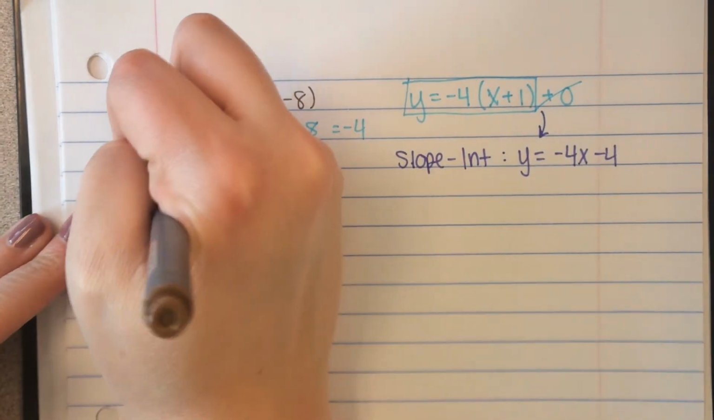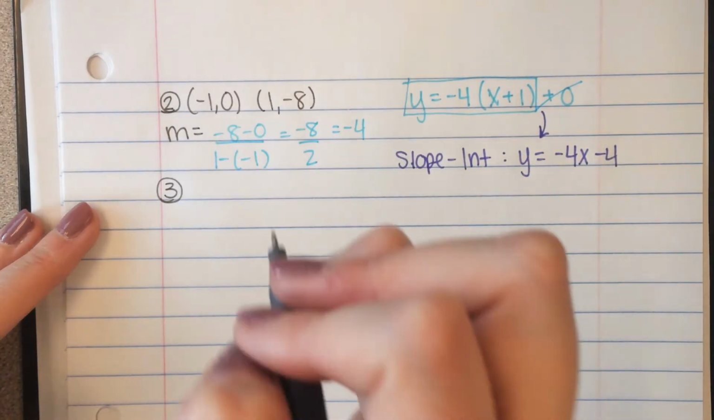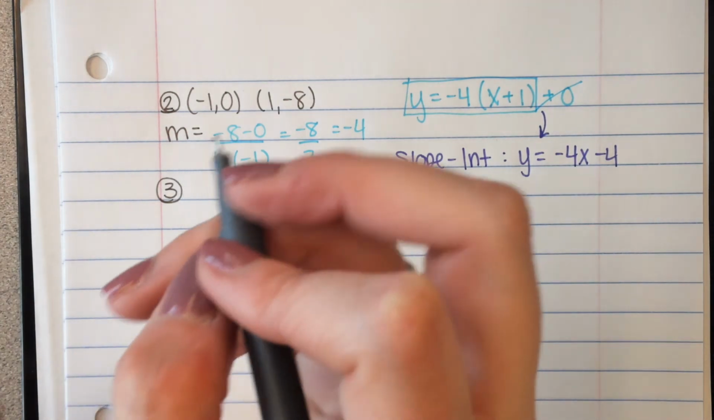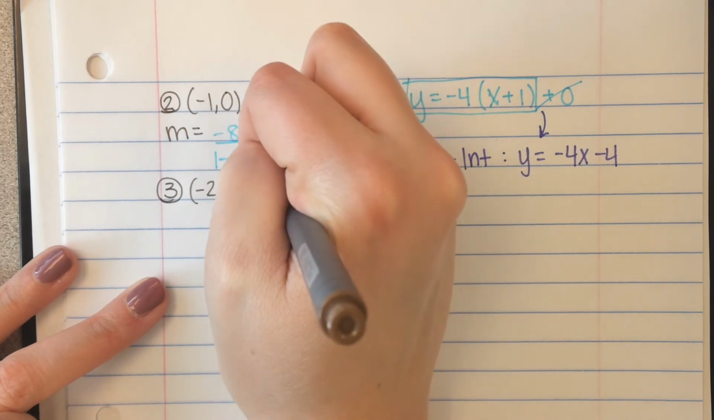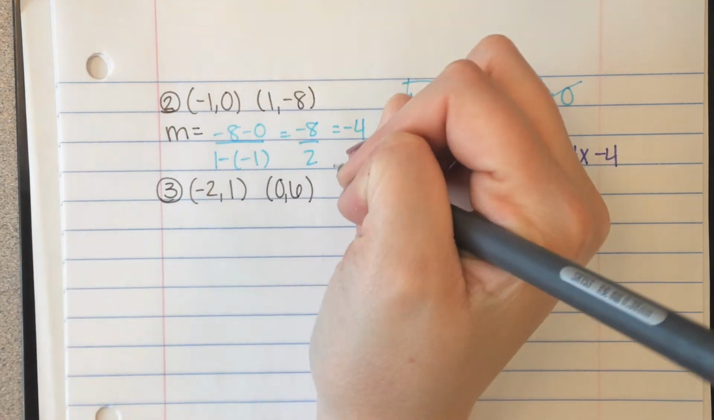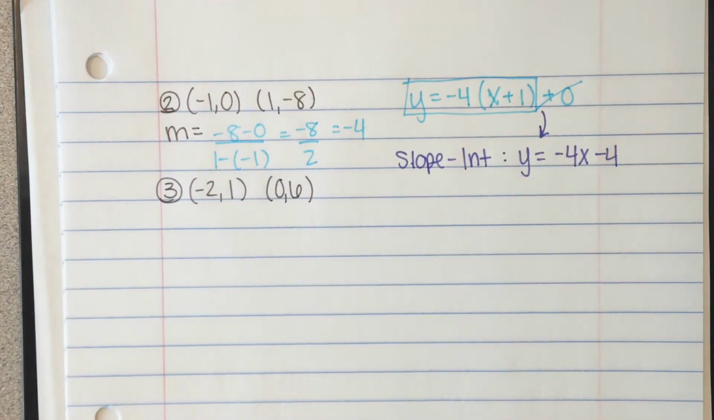All right, number 3. Try one more on your own. Just see what you can do. -2, 1, and 0, 6. Give that one a try.